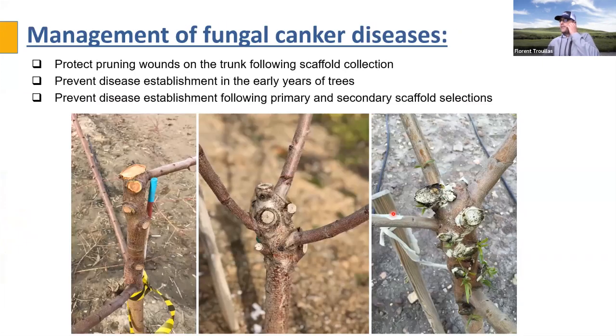So again, management of fungal disease will be done by the protection of pruning wounds following primary and secondary scaffold selection. This is what trees look like after they've been pruned to select 3 to 4 scaffolds. And again, your efforts have to be done here so you can really prevent infection at this early stage of orchard formation, orchard development, because once you have a canker in the trunk, the tree may die rapidly.